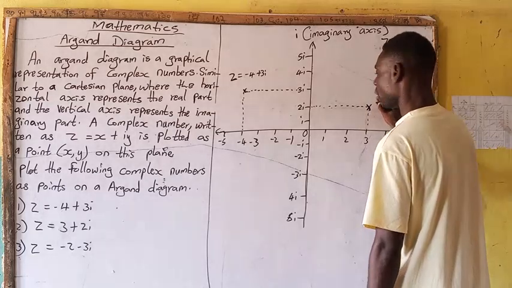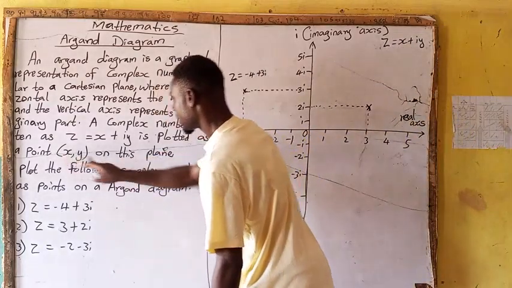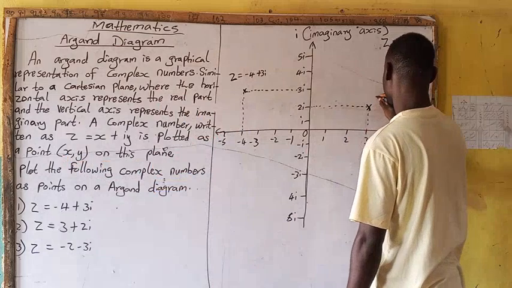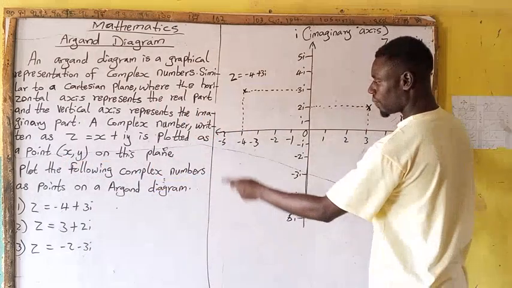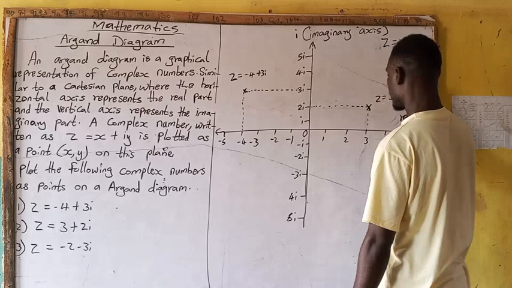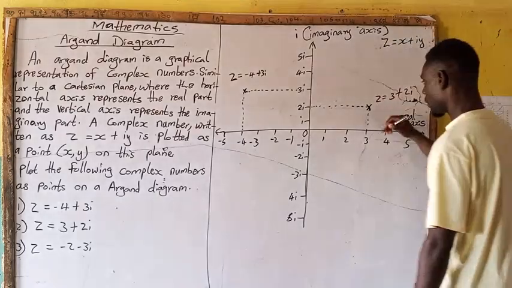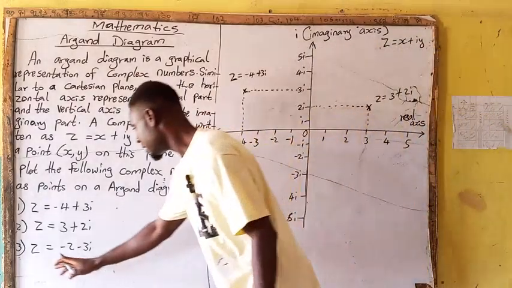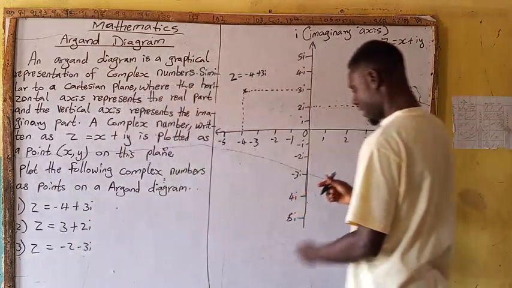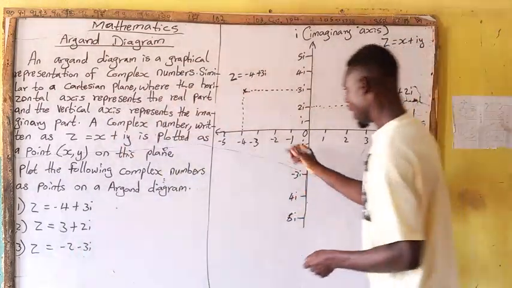You now write this point in the form x, y, which is z is equal to 3 plus 2i. Now let's get the last one. Let's trace the last one. The real number there is -2.